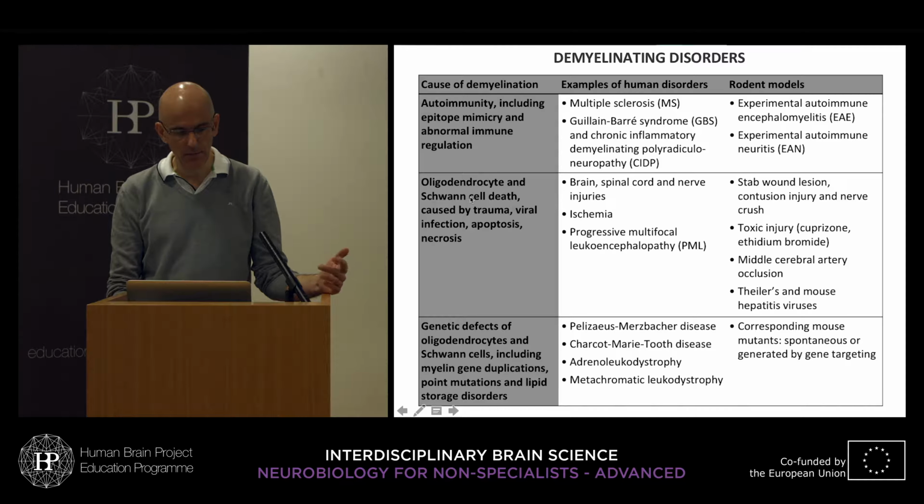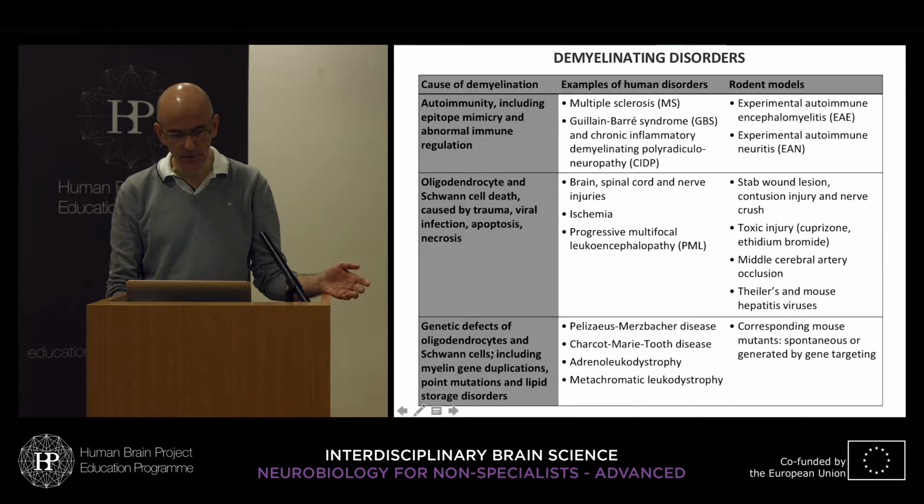In the case of an injury to oligodendrocytes or Schwann cells by trauma, viral infection, apoptosis, or necrosis, this can be seen in the brain, the spinal cord, and upon nerve injury, but also upon ischemia, and for infection, for example, in the case of progressive multifocal leukoencephalopathy, PML. Rodent models would be a stab wound lesion, a contusion injury, and nerve crush, a toxic injury by cuprizone or ethidium bromide, middle cerebral artery occlusion, a commonly used model for stroke, or Theiler's mouse hepatitis virus infections.